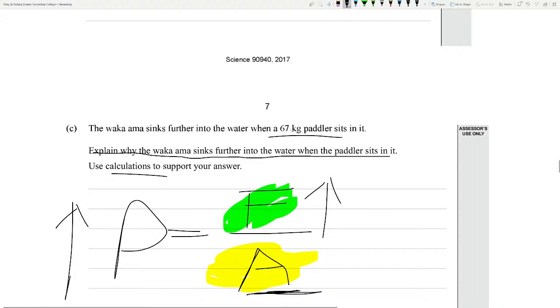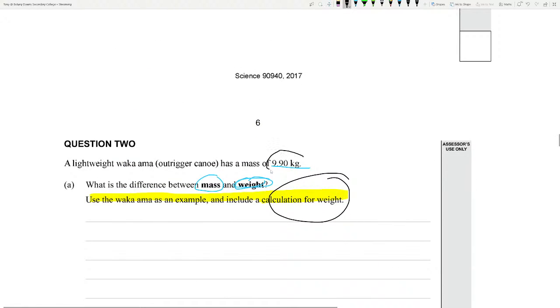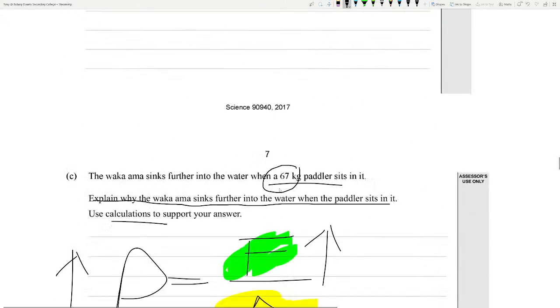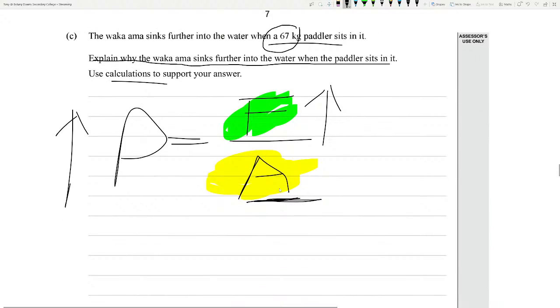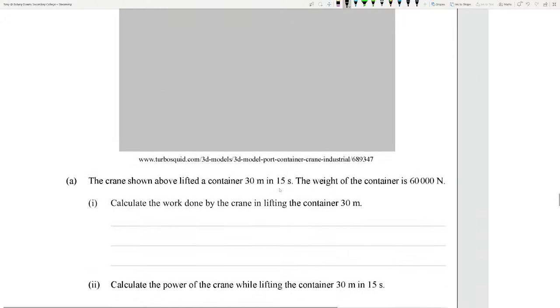And then you can show calculations. You need to remember the mass is 67 kilograms here, and the mass is 9.90 kilograms here. So you just add the two masses together to give you the total mass. Find out the weight by multiplying by 10. That's how much force you have, divided by the area that you calculated from the previous part. And boom, excellence is looking at you.